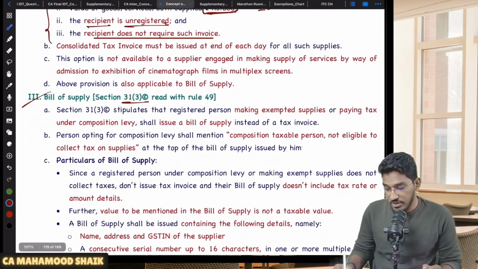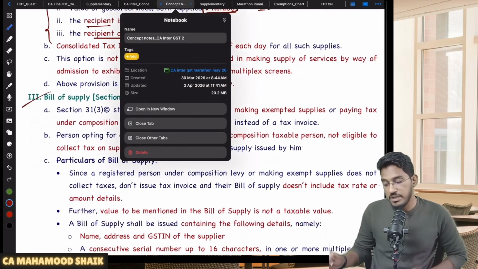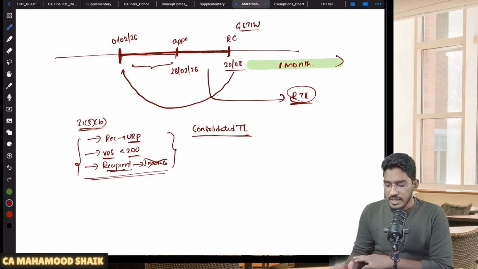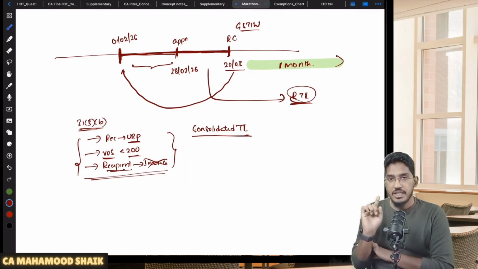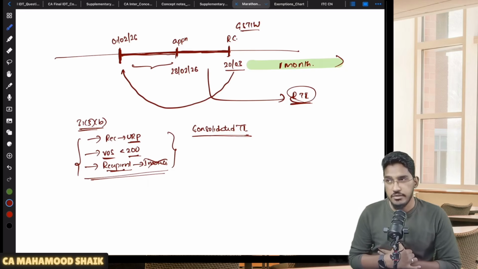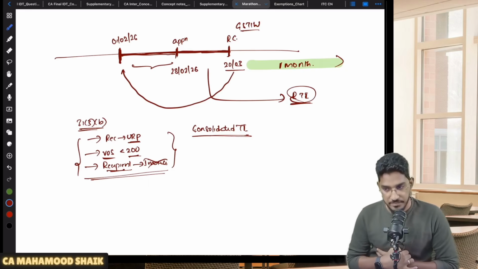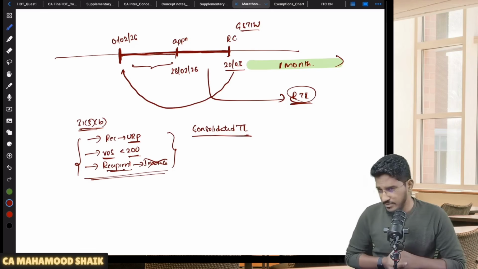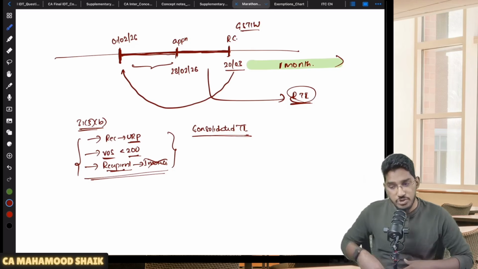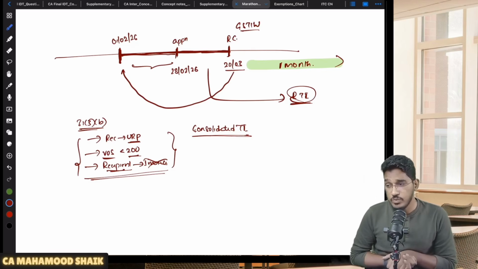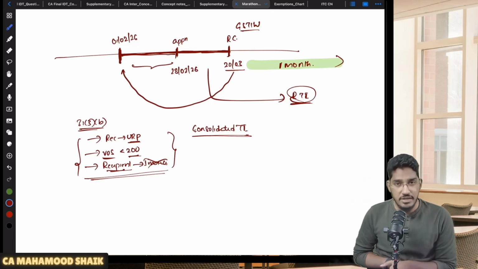Then section 31 subsection 3 clause C is there, which talks about a document called bill of supply. Sir, what is this bill of supply? It is very simple. In case you are a composition dealer, as we have seen in section 10, a composition dealer will not collect any tax from the recipient. Will he collect any tax from the recipient? The answer is no. But he will make supplies, so he has to issue some document. Can he give a tax invoice? No. Why can't he give a tax invoice? Because he is not collecting tax.